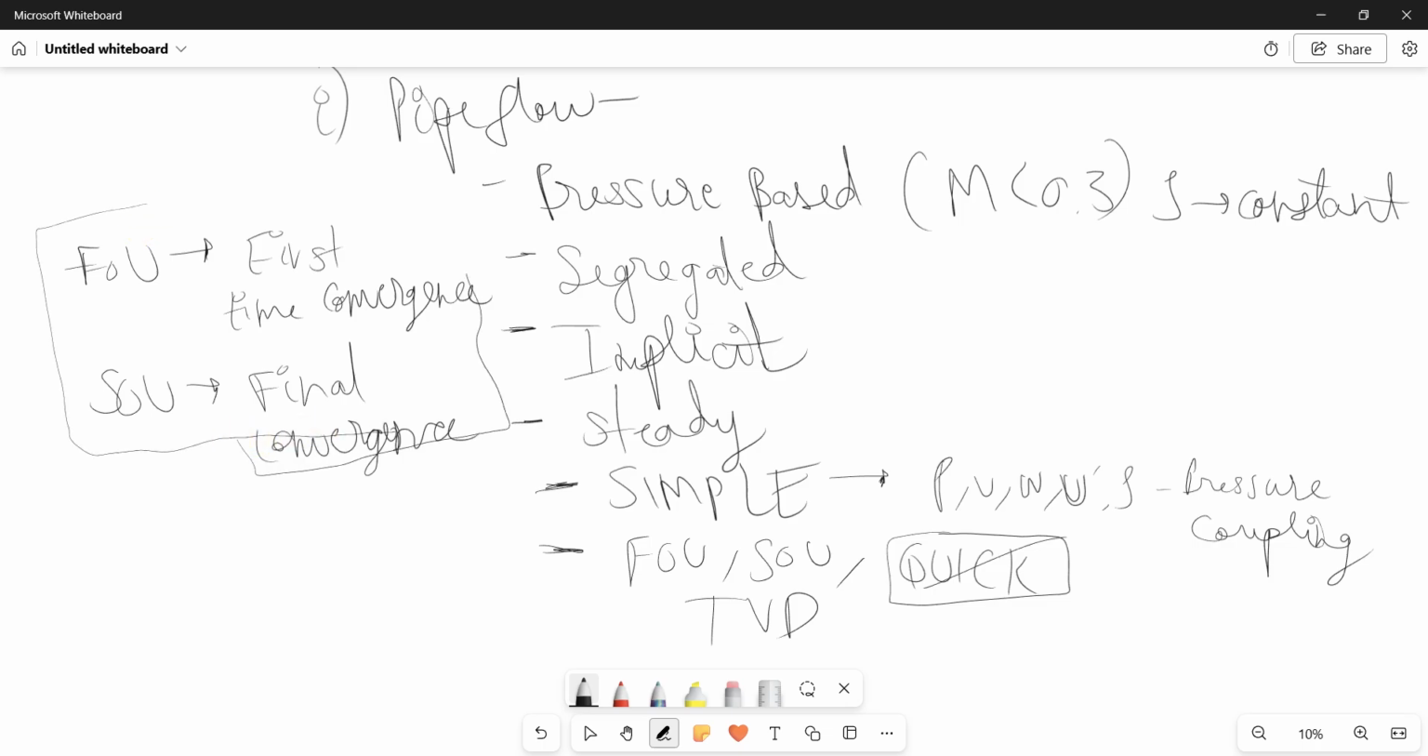This is just a general idea or advice. It's not necessary, because right now in ANSYS you don't choose that first you do this and then you do this. Usually you just go with FOU directly or SOU directly. Sometimes solvers internally have this idea of first running FOU and then SOU, so you may not know it in the front end, but in the back end it itself goes around. But yeah, this is an idea of it. So this is for pipe flow.